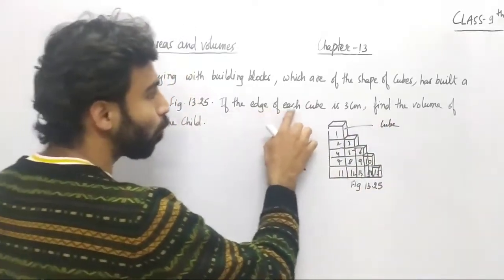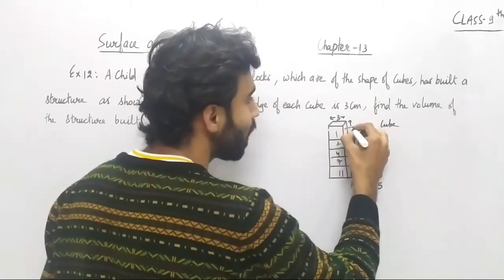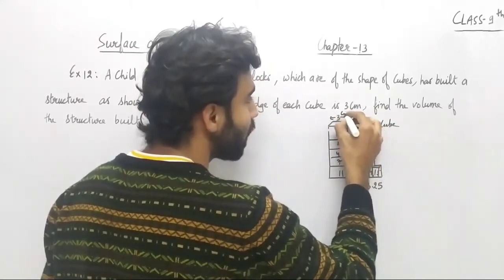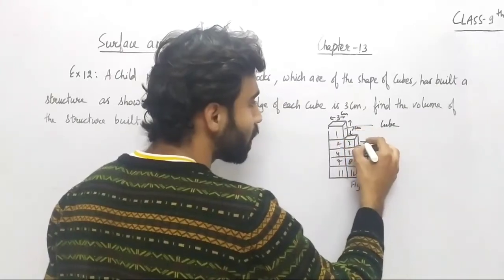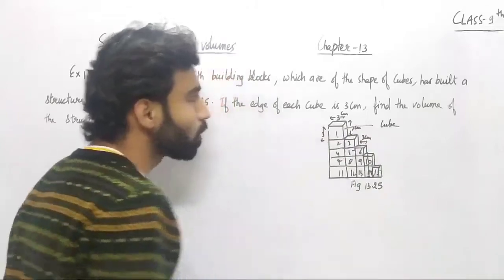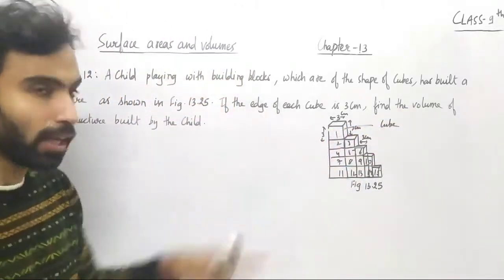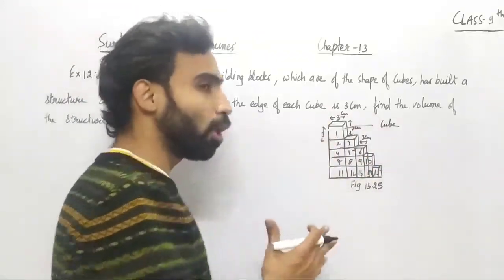Now if the edge of each cube, so आप देख रहे हैं यहाँ पे एक क्यूब की जो साइड है, that is given to us as 3 centimeters. So हमें पता है सभी क्यूब्स की साइड कितनी हो जाएगी, 3 centimeters each, right? So that is what we know. So यहाँ पे हमें बताना है कि find the volume of the structure built by the child. So हमें इस स्ट्रक्चर की वॉल्यूम बतानी है, right?